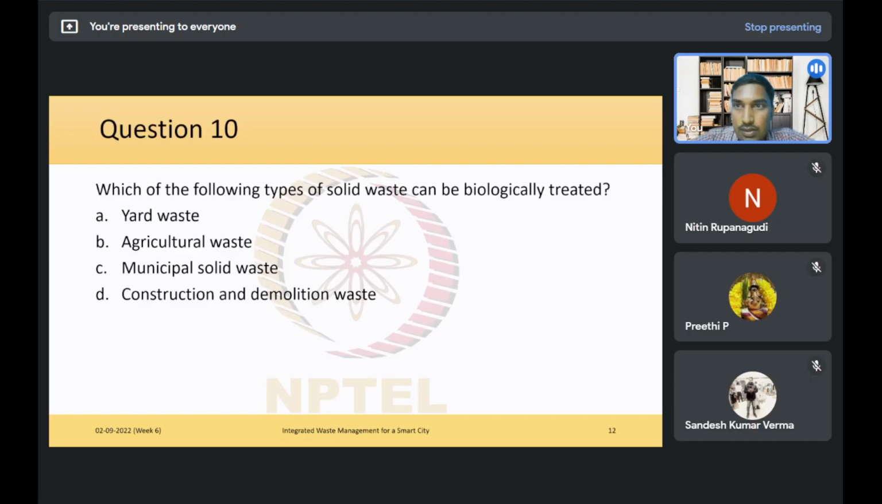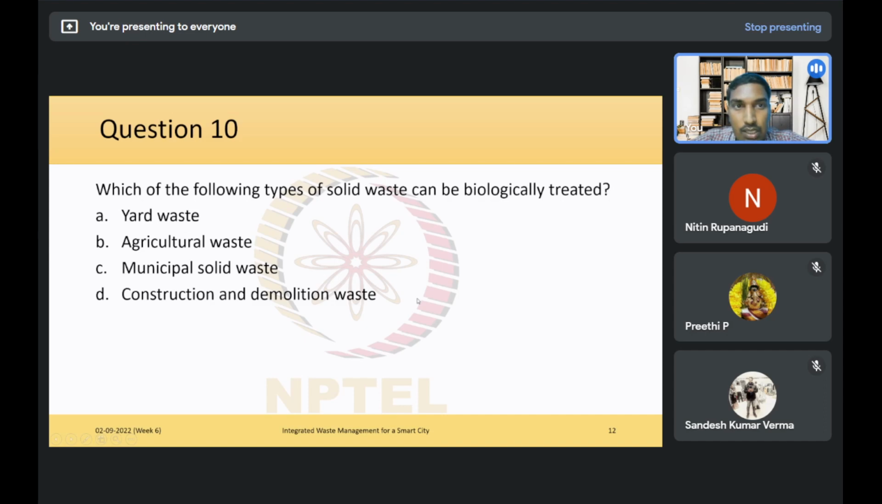Question 10. So we are moving into the multiple select questions from now on. So more than one answer, one option could be correct. Which of the following types of solid waste can be biologically treated? The options are yard waste, agricultural waste, municipal solid waste, and construction and demolition waste.